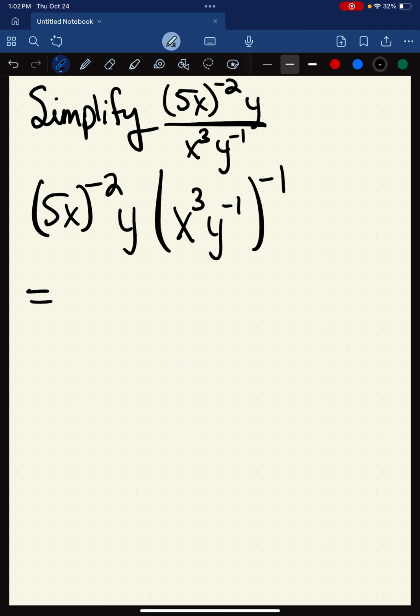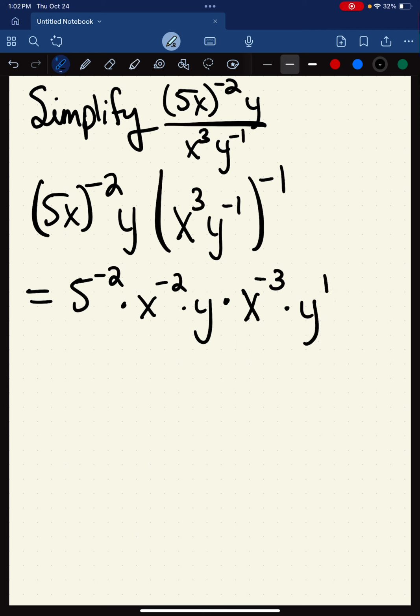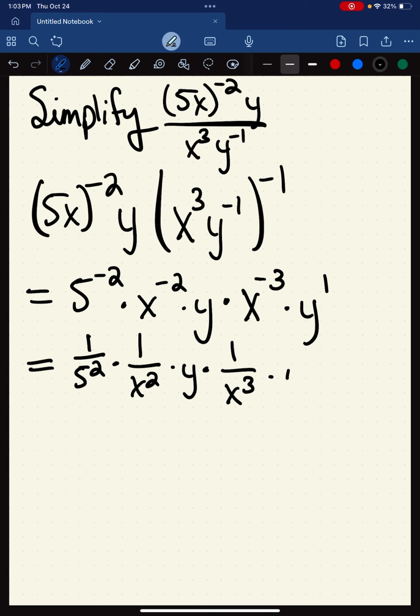So that, let's go ahead and do some distribution. So that 5x to the power of negative 2, we know from before, that's 5 to the negative 2 times x to the negative 2. And then we still have the y in there, and we can distribute that negative 1 and get x to the power of negative 3 times y to the power of negative 1 times negative 1 is 1. 5 to the negative 2 is 1 all over 5 to the 2. X to the power of negative 2 is 1 all over x squared times y times x to the negative 3 is going to be 1 all over x cubed, then y to the 1 is just y.